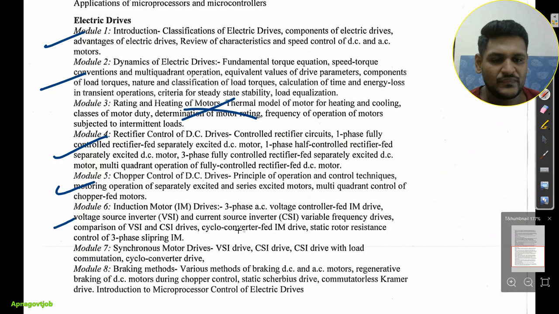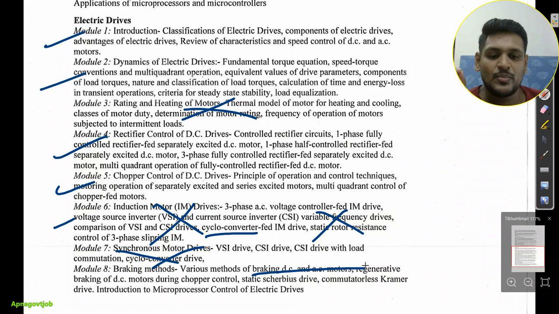If you want cycloconverters, you can do. Otherwise, all the things you can do, no problem in that. Just do here cycle control basic. Then synchronous motor drives, VSI drives, CSI drives, load commutation, cycloconverter drive. Leave this. Braking methods also, your various braking of DC and AC, just do this. Basic braking mechanism is important. Regenerative braking of DC motor in chopper control, you can leave this if you want. Introduction microprocessor control, leave this. So from module 8 only, basics of your braking of AC DC motor.